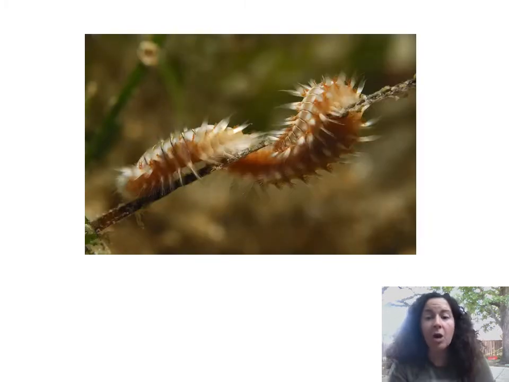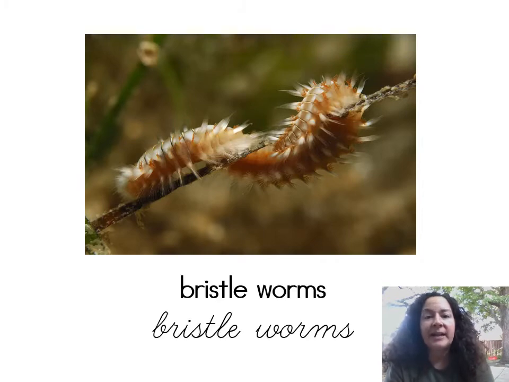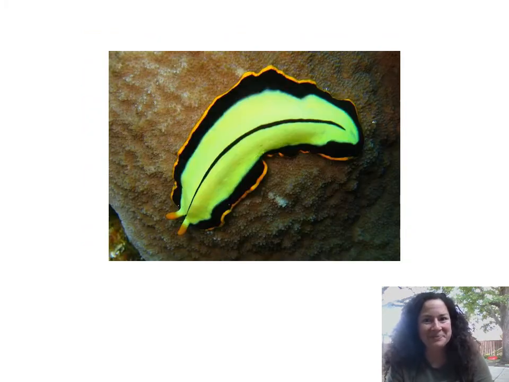Bristle worms are also different types of worms that are also segmented. These are mostly marine. That means they live in oceans all around our world. And they're called bristle worms because, as you can see, the little hairs on their bodies are more noticeable. And they might sting you if you touch them. So it helps them be protected from animals that might think they might make a yummy snack.